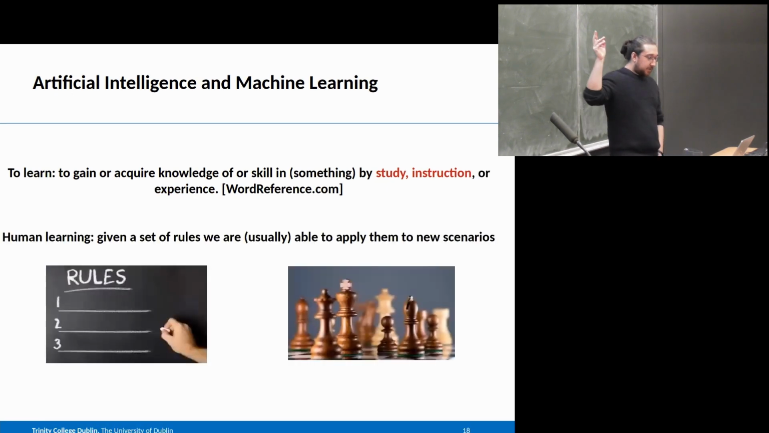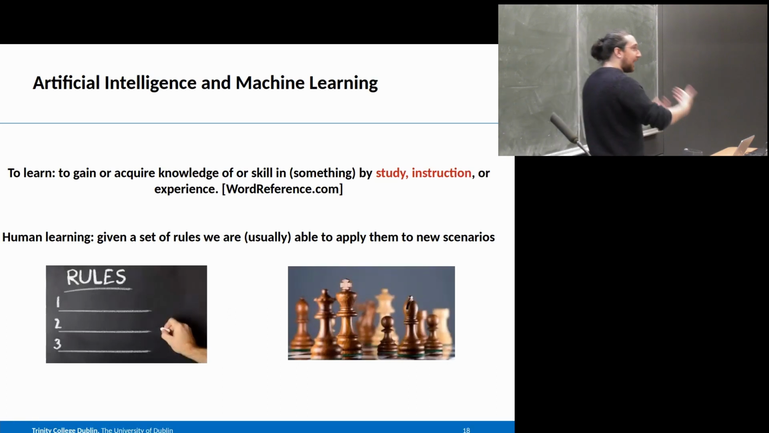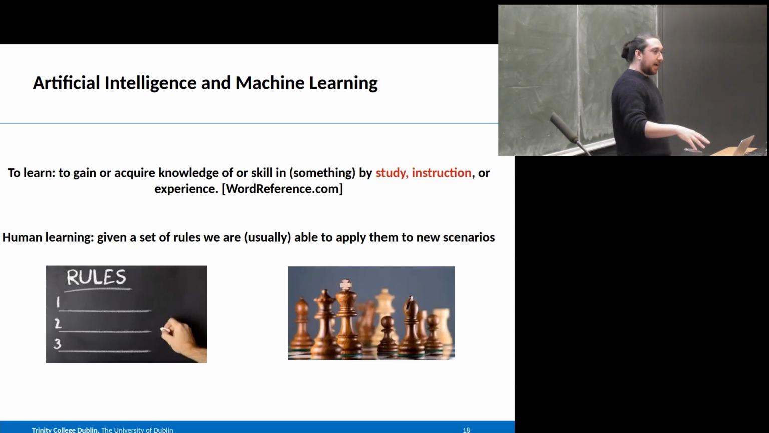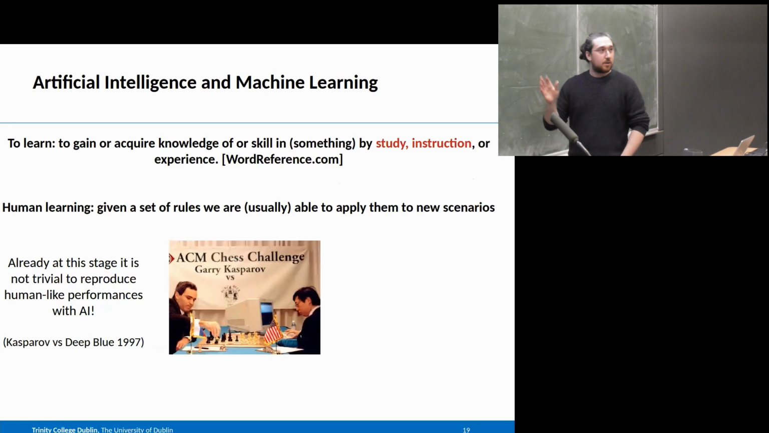So if we take the first two keywords, study and instruction, that's logical. If you want to learn how to play a game, you're given a set of rules, you're able to understand them and then apply them to the case at hand, right? So you can play against an opponent and try to win. Which seems easy, right? You have a very small set of rules you're trying to apply, and yet even just to explain this to a machine, it took decades for computer scientists to do that.